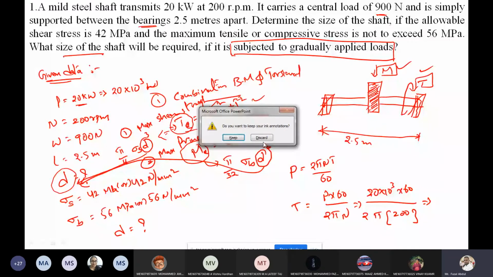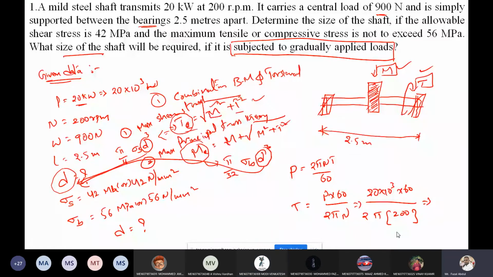954.92. Very good. What are the units? Newton mm, sir. Not Newton mm, Newton meter.